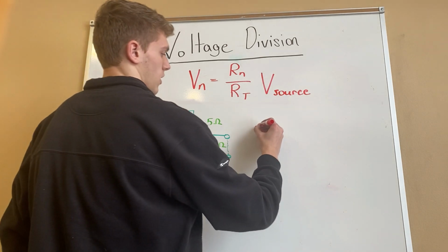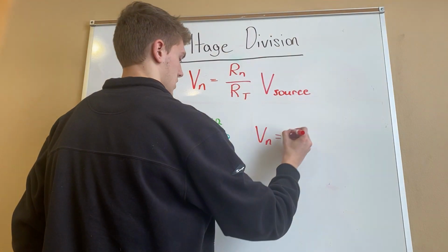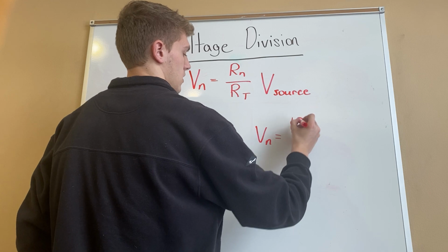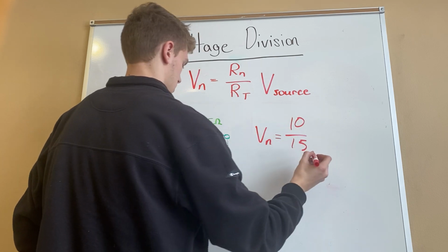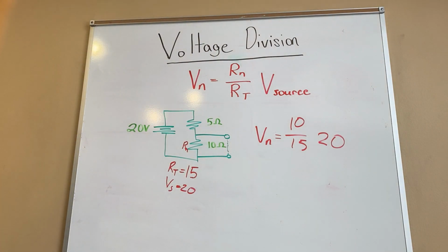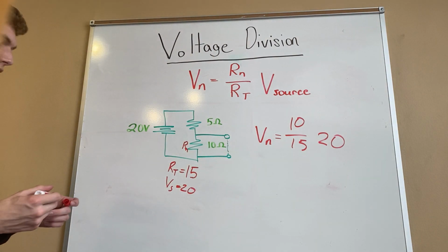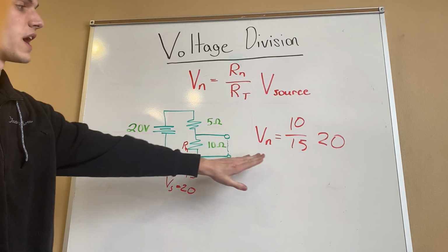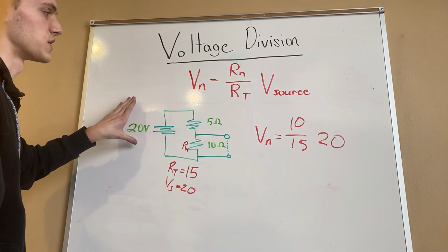So right there we can make our equation. Vn is equal to 10 over 15 times 20. What would that be, about a little over 12? So that is the equation that you can use for this every single time.